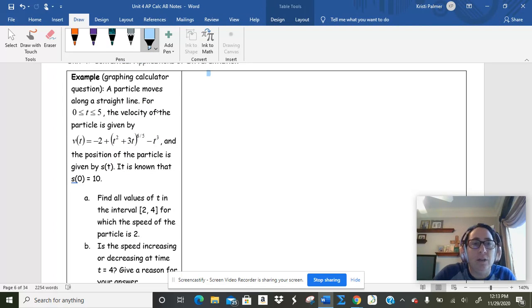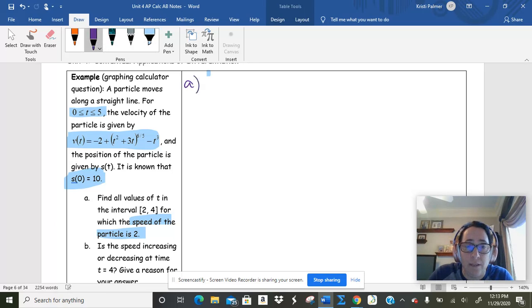A graphing calculator question. A particle moves along a straight line. Our t is between 0 and 5. And here is the velocity function. It's also known that s of 0 equals 10. We're not going to need that piece until we get to integrals. So, okay, thanks for telling me for now. It says find all values in this interval for which the speed of the particle is 2. This is a review. We have practiced this a lot, but let's see if we remember what we do for this. Speed is the absolute value of velocity.